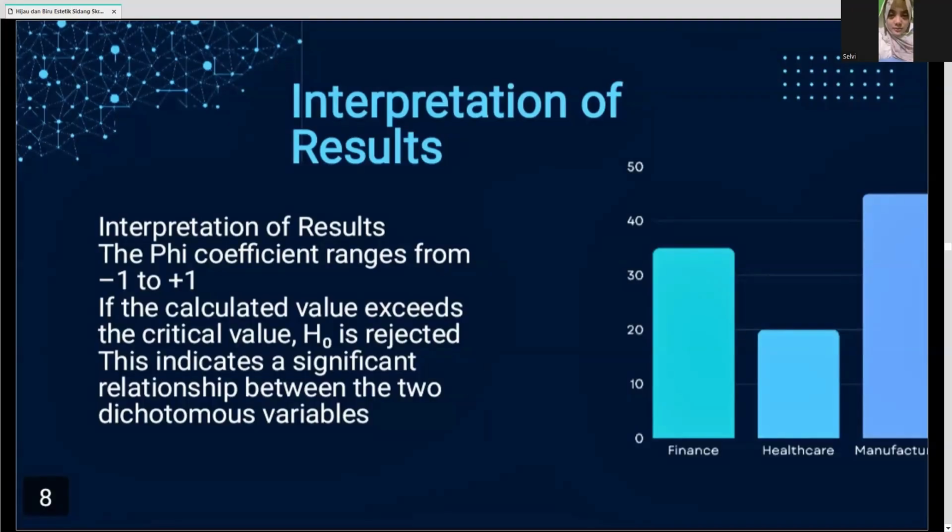Okay, we talk about interpretation of results. The phi coefficient also ranges from -1 to +1. If the calculated value exceeds the critical value, the null hypothesis is rejected. This means there is a significant relationship between the two dichotomous variables. So, to conclude, Kendall-Tau correlation is used for ordinal or ranking data. Meanwhile, phi correlation is used for dichotomous data. Both techniques are useful when parametric assumptions are not met. That's all.